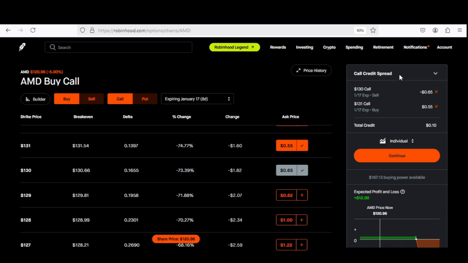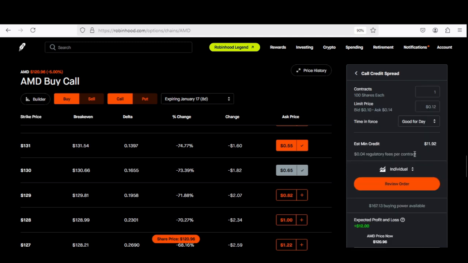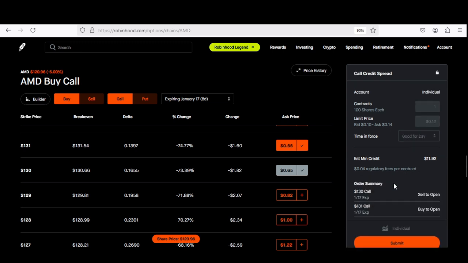Now, with the call credit spread, like most of the options we feature on this channel, you're going to be receiving what's called an option premium. Means you're going to be getting money as soon as you do the option strategy. Now let's hit continue. And the money you're going to be receiving is going to be $11.92. Let's round it up to $12. Let's hit review. And this is the strategy.